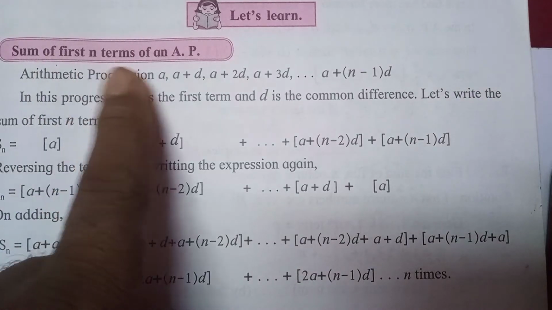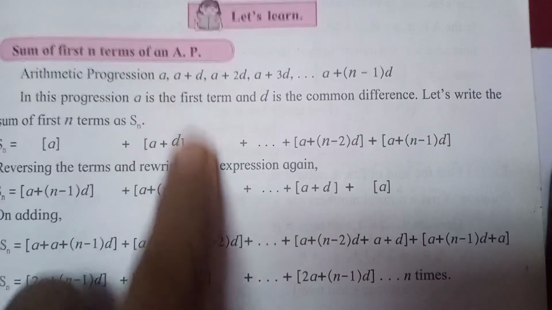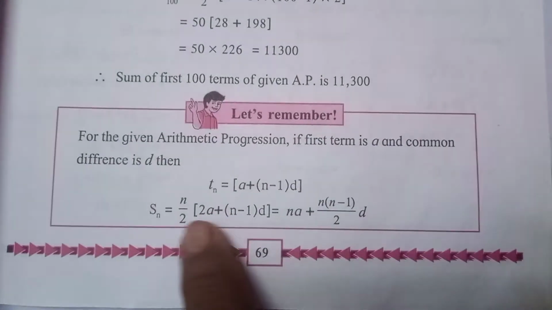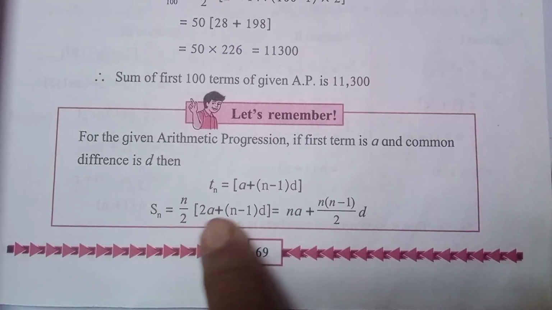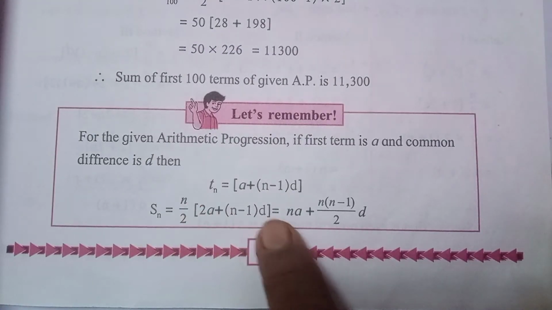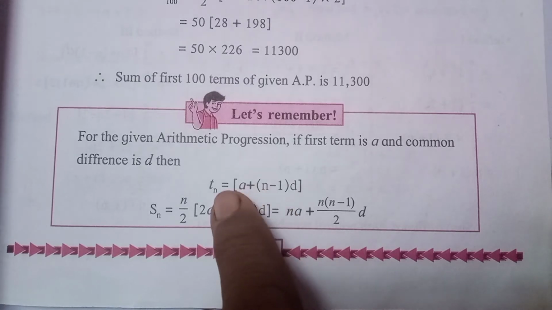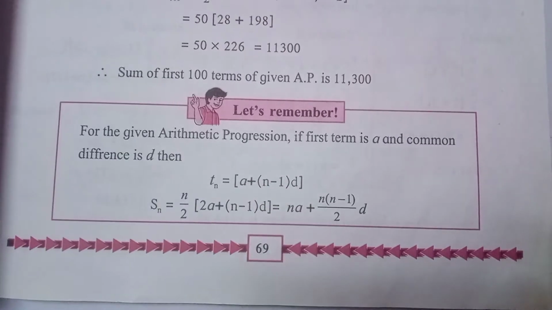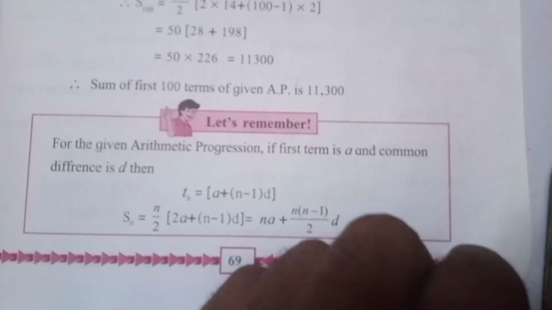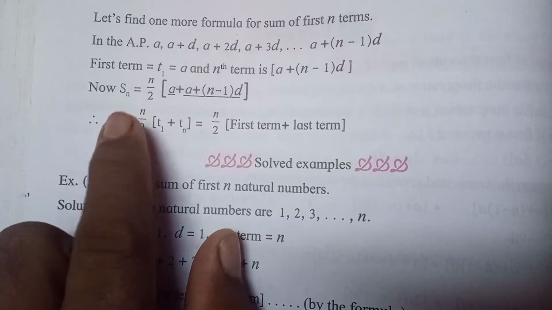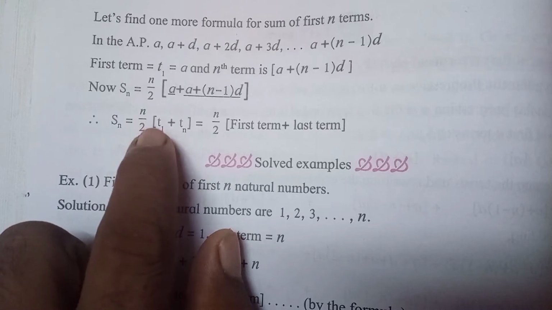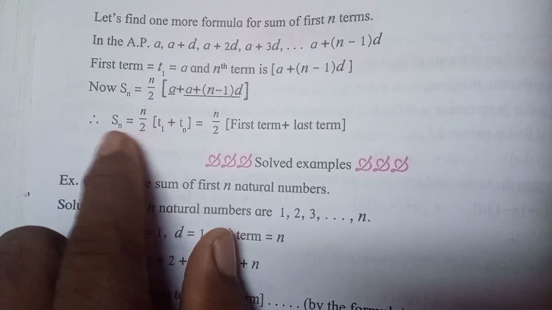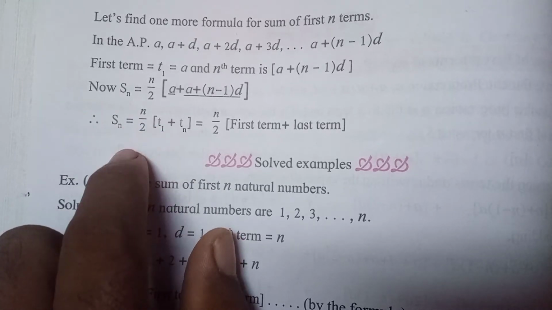3.3. Sum of first n terms of an AP, the formula is Sn is equal to n by 2 into bracket twice a plus n minus 1 into d. Or the formula for Tn that we know is a plus n minus 1 into d. The second formula is Sn is equal to n by 2 into bracket t1 plus tn. So we solve this example.